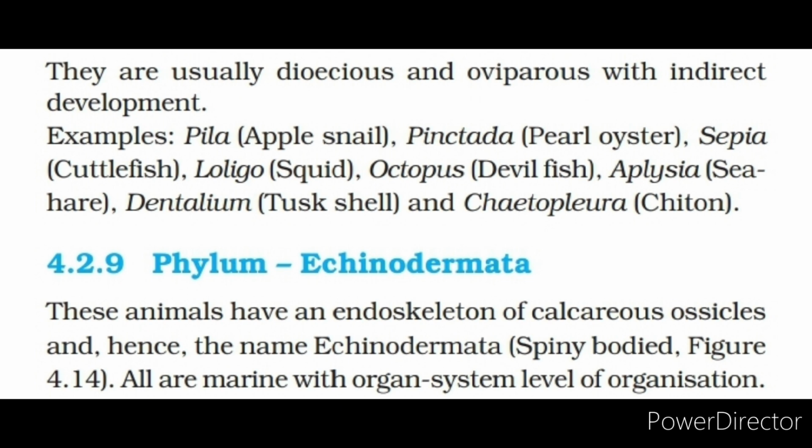They are usually dioecious and oviparous with indirect development. Examples: Pila, apple snail, Pinctada, pearl oyster, Sepia, cuttlefish, Loligo, squid, Octopus, devilfish, Aplysia, sea hare, Dentalium, tusk shell, and Chaetopleura, chiton. Phylum Echinodermata. These animals have an endoskeleton of calcareous ossicles and, hence, the name Echinodermata, spiny-bodied. All are marine with organ system level of organization.